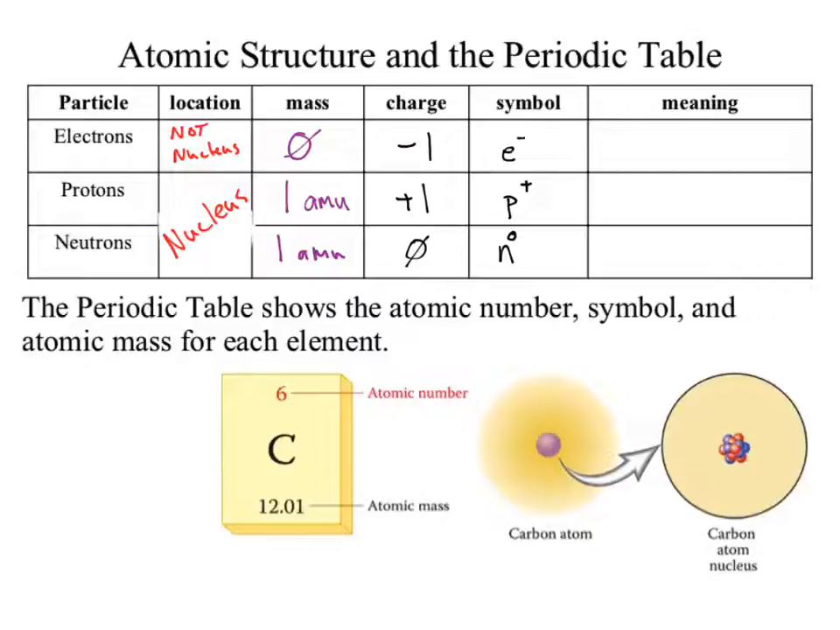What did we decide protons were? They identify the element. If I tell you 2 protons, you can tell me helium. If I tell you 82 protons, what is that? Lead. Pb is lead. So if we know the number of protons, we can identify what element we're looking at. That's really important. What do the number of electrons tell us?